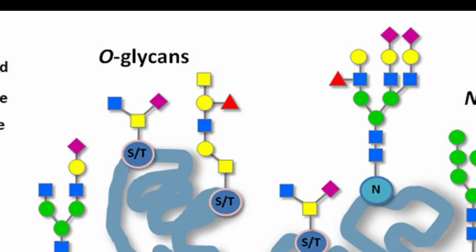Okay, so here is a representation showing O glycans and N glycans and their differences. N glycans: asparagine glycans. O glycans: the oxygen of serine and threonine, the amino acids with oxygen.